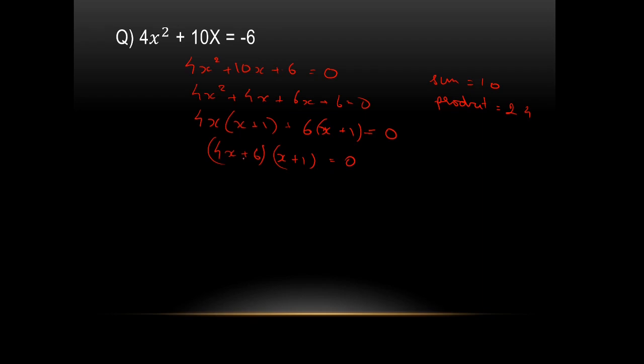So now we have the two factors and we can equate each of them to 0. So 4x plus 6 is equal to 0. x is equal to minus 6 by 4. So x is equal to minus 3 by 2. This is one of the answers. The other answer is x plus 1 is equal to 0, so x is equal to minus 1. So minus 1 is one answer and minus 3 by 2 is another answer.